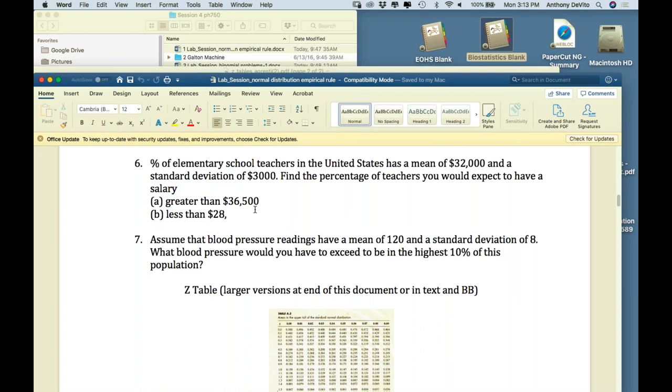So I'm going to leave it up to you. The mean is 32,000. Standard deviation is 3,000. Find the percentage of teachers you would expect to have a salary greater than 36,500. And I'll wait on that.